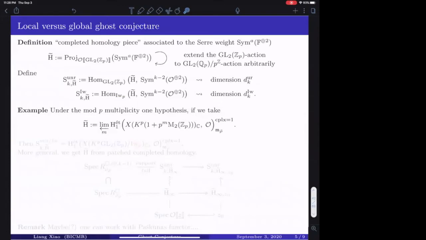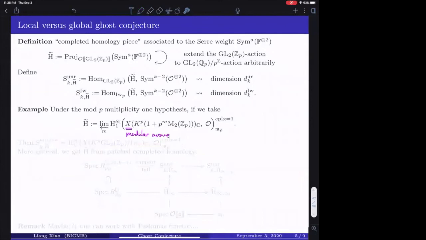And so where does this H tilde come from? If I had the mod p multiplicity 1 hypothesis as earlier, then I can take, this is a modular curve, and I can take some tame level. And I want to take the inverse limit of the level at p going to infinity, or down to 1, I guess. And I take the étale homology of this, and then I take the inverse limit. Of course, I take the localization at rho bar. Because we take étale homology, there will be a Galois representation, and I take, I guess, half of this, I cut it in half. I don't want a Galois representation, I only want the Hecke part of this. It takes where the complex conjugation acts by one. Or I can take negative one if I want to, but it doesn't really matter.